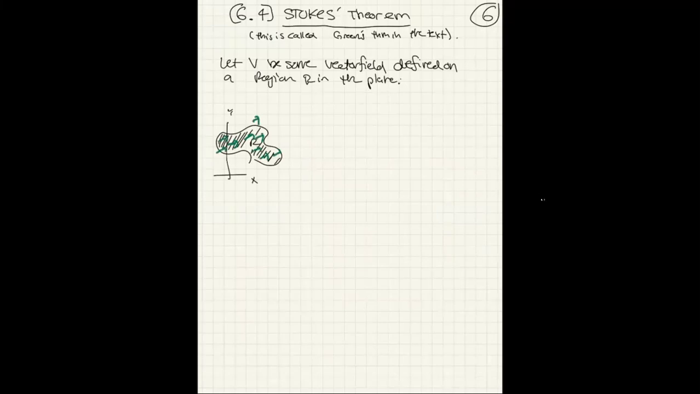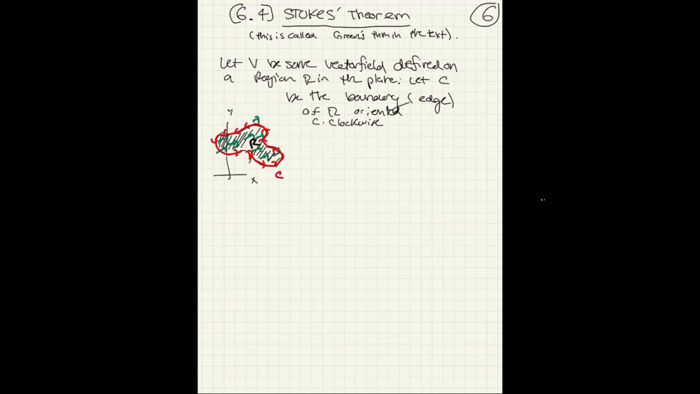And then R is the solid region. Then let C be the boundary, which is the edge of R, oriented counterclockwise. So in this case, that solid region has an edge, and that is traced out by a curve, and we'll call that C. So this is C right here.